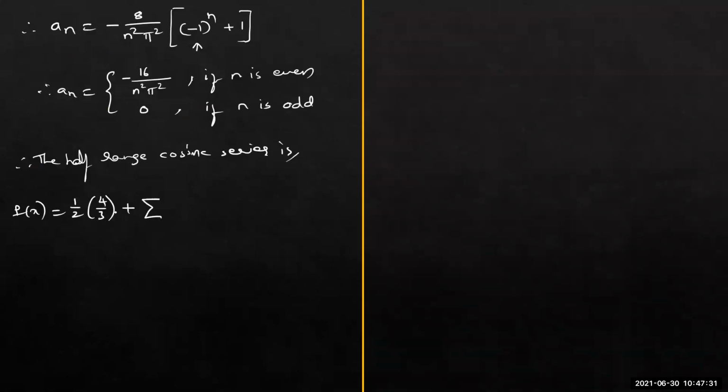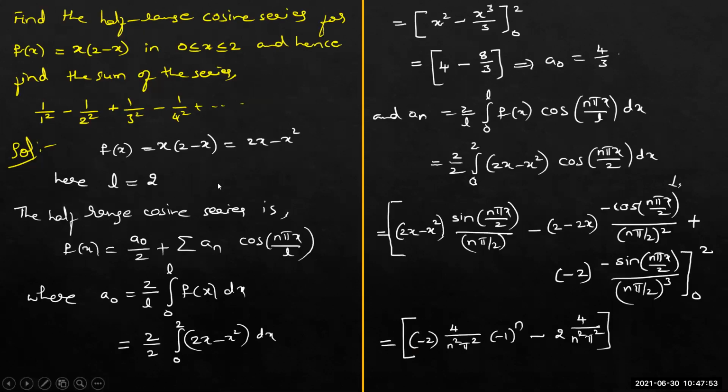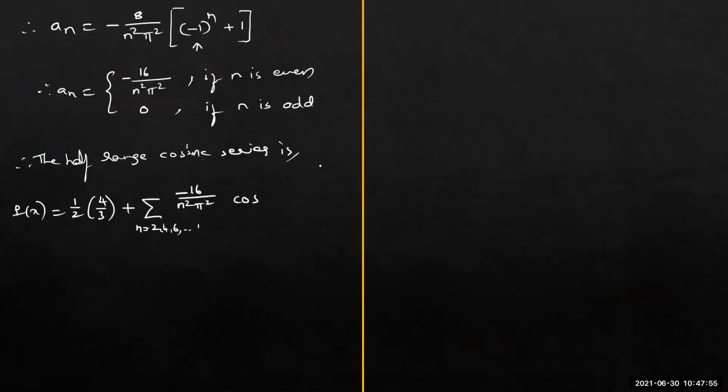We should take it as actually an into cos. But see, an exists only for even numbers. That's why we take n equals 2, 4, 6, and so on. How much is it? Minus 16 divided by n square pi square into cos n pi x by L, and the value of L is also 2. So I'm just substituting it: cos n pi x by 2.